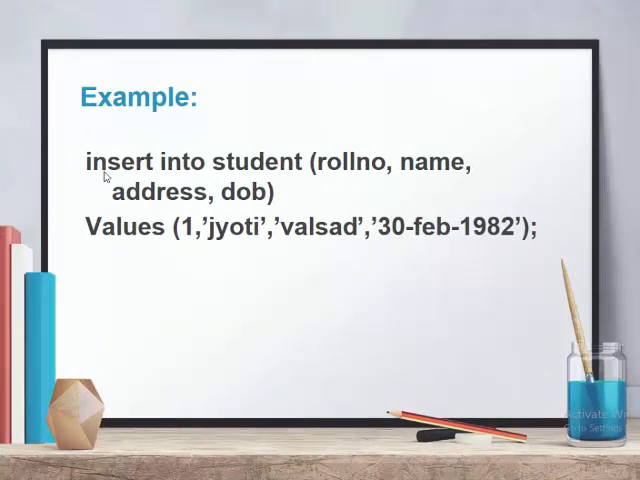So this is the example. Insert into which table? Student table. Which are the columns? Roll number, comma, name, comma, address, comma, date of birth, parenthesis close. No semicolon over here because the statement is not terminated yet. So the next clause is what? Values, and the value is 1 for roll number, this value for name, then address, Valsad, date of birth, this.